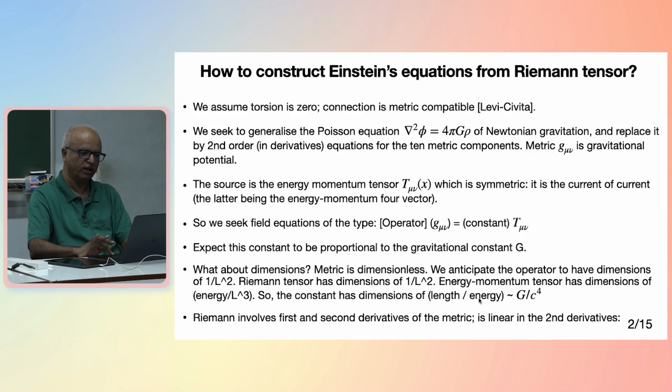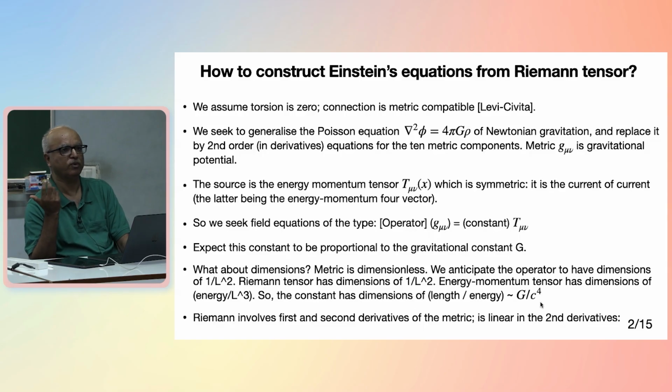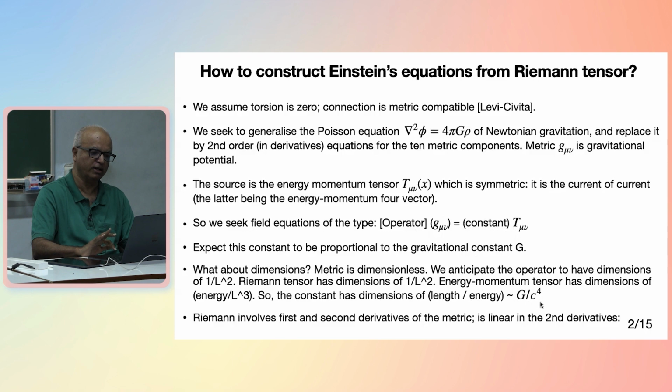This constant should be length over energy, so that energy cancels. Length over length cubed gives me 1 over length squared. Now if you want a constant of length over energy, which should be proportional to Newton's gravitational constant, this is the only other possibility. You have to divide by the 4th power of speed. And what is the natural fundamental constant of speed? It is the speed of light. So you can anticipate what this constant is going to be. It's going to be G over c^4.